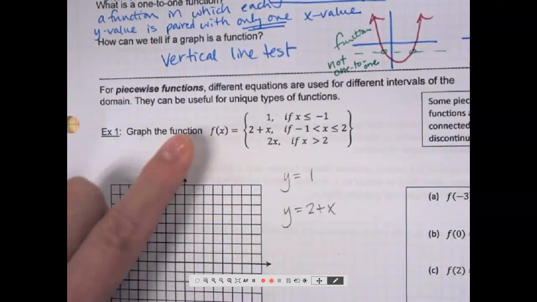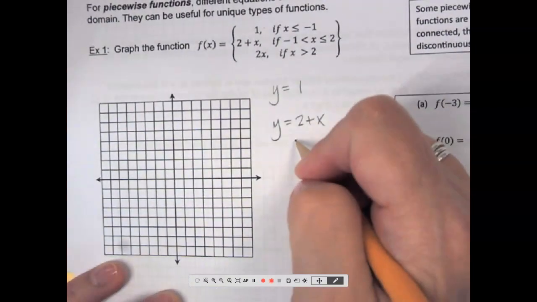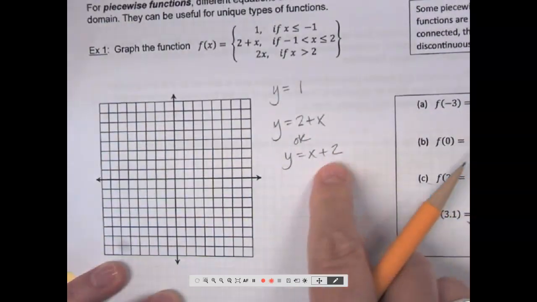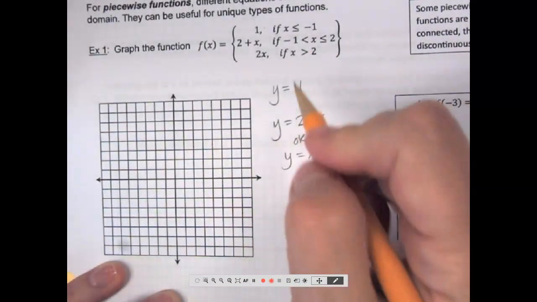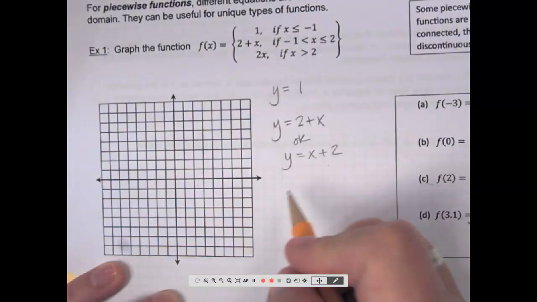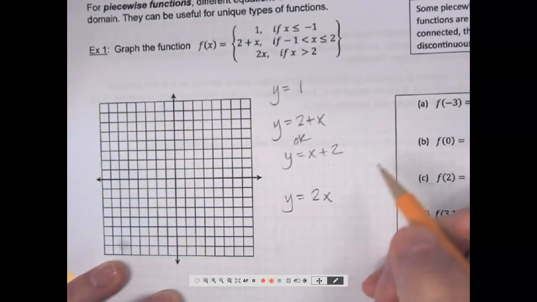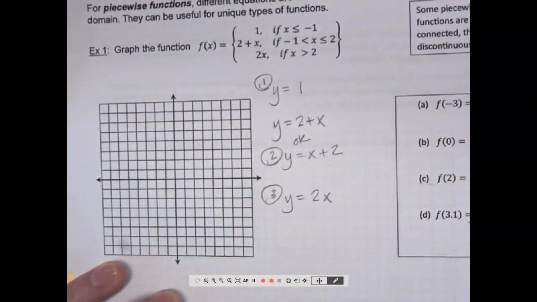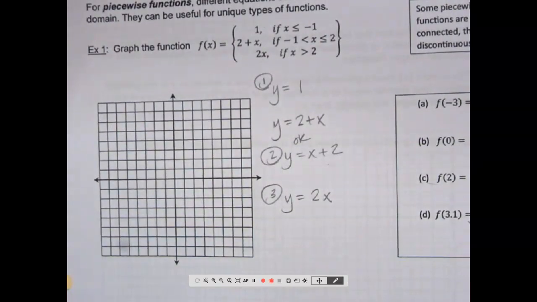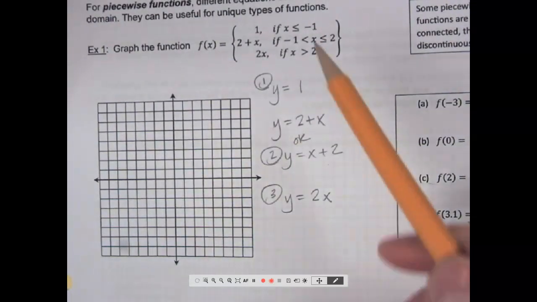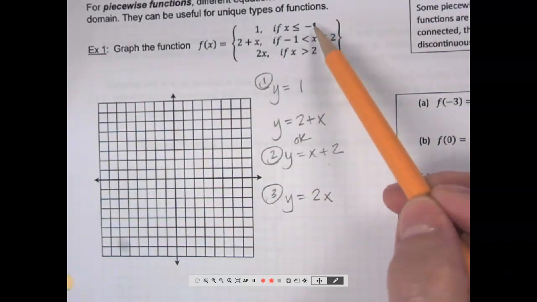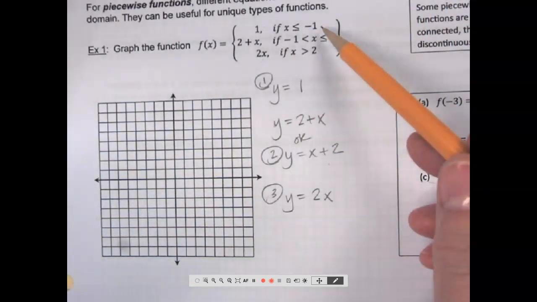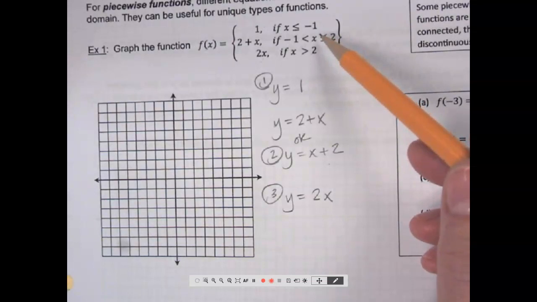Now, if I'm graphing that, I might just want to be picky and change that around to y equals x plus 2. Y-intercept, slope of 1, okay? And then the last one is y equals 2x. Okay, so I have 1, 2, 3 different pieces to this graph. But when I graph each piece, I'm going to have to pay attention to these domain restrictions over here and only graph these equations for those values of x. And that's kind of where the tricky part comes in.